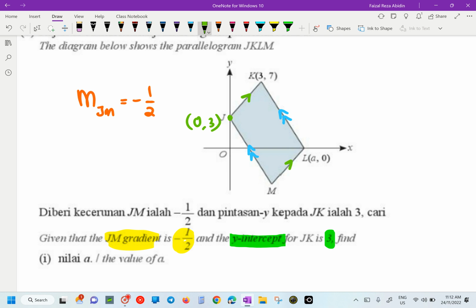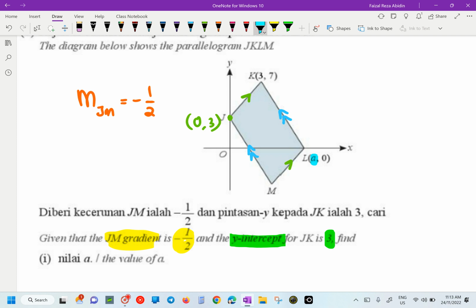Okay. Find the value of a. Where is a? Okay, down here. How are we going to relate a here with the... We didn't have anything at m. What did we have? Gradient. What gradient do you have? So you are going to use what? m is y2 minus y1. Did we have our equation of straight line? No. Nothing. None.